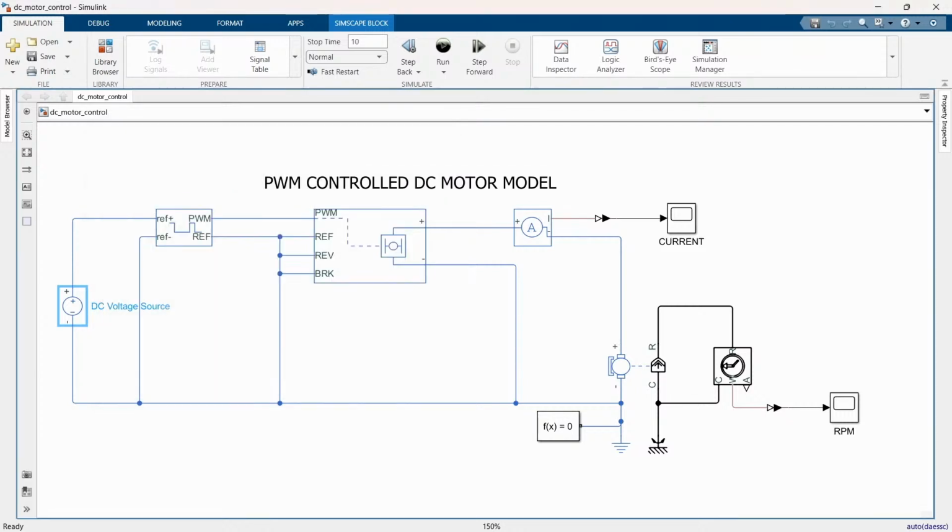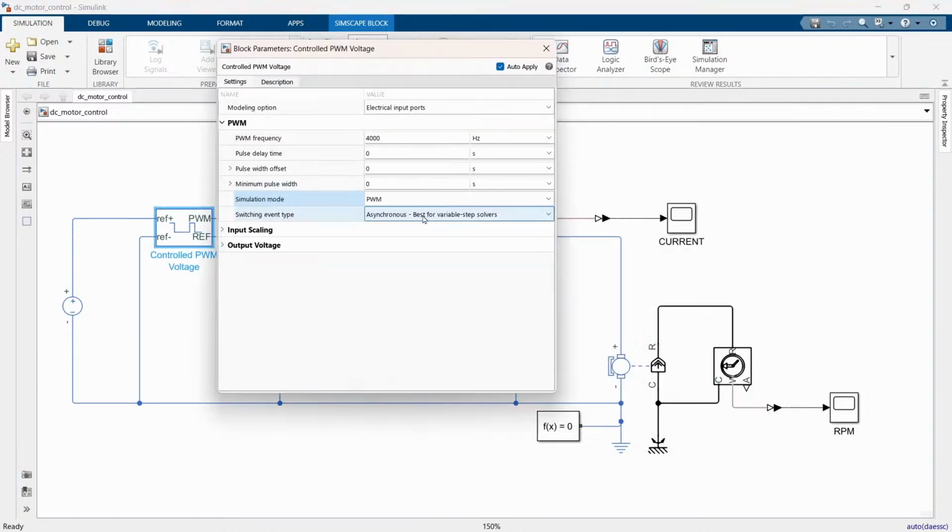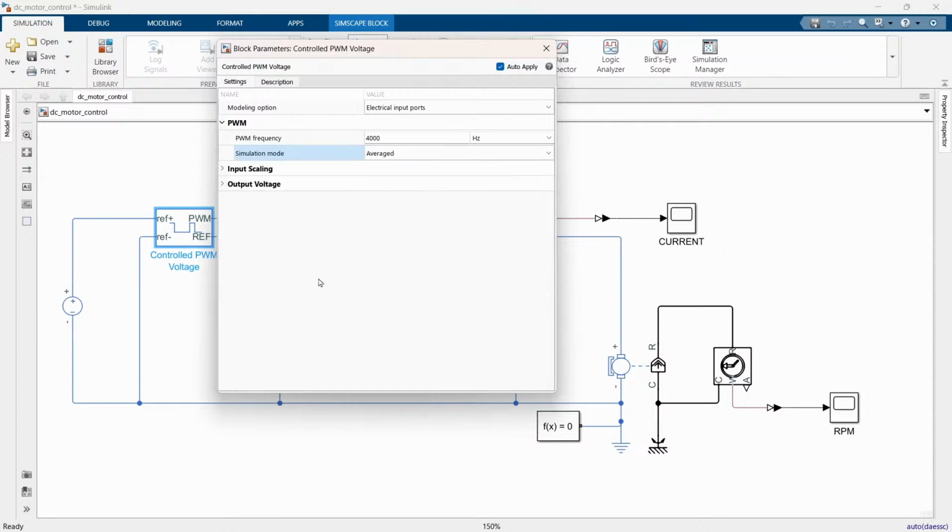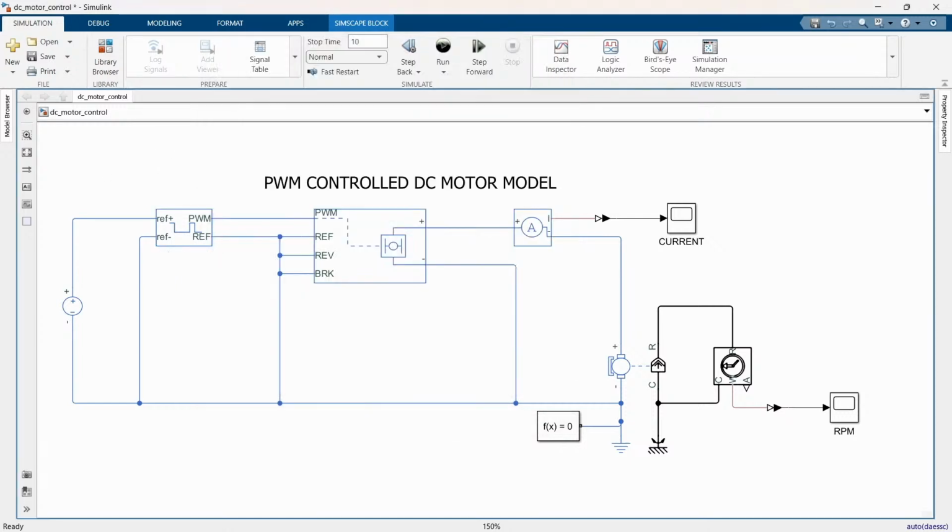For the controlled PWM voltage block, we are setting the frequency also. We are setting the frequency to 4000 Hz. This controls how quickly the signal switches on and off. We are setting the simulation mode to average, or if you want, you can change this also. I am going to set the average mode, which means we are approximating the PWM signal by considering only its average value. This helps speed up your simulation, while still getting a good estimate of how the motor behaves.